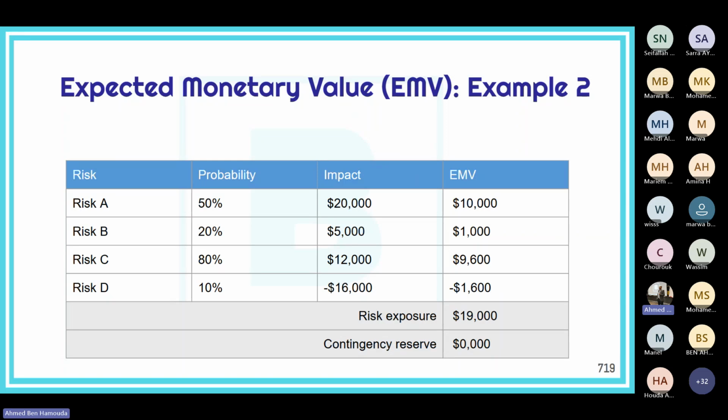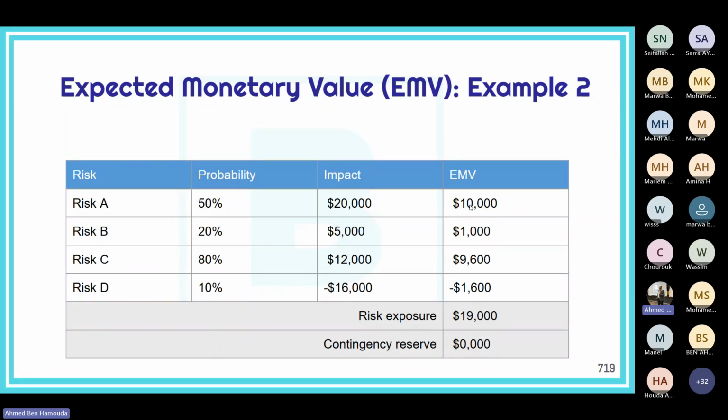Let's take a second example of an advanced quantitative analysis. Here we have the same risks, same probabilities, same impacts, but the risks with negative impacts have become risks with potential positive impact, and the last one, which was an opportunity, has become a negative risk, a threat. So the expected monetary value of risk A is no more minus 10,000; it has become plus 10,000.